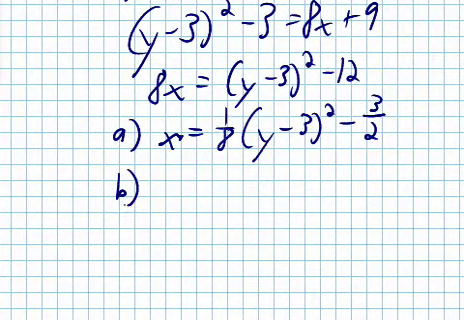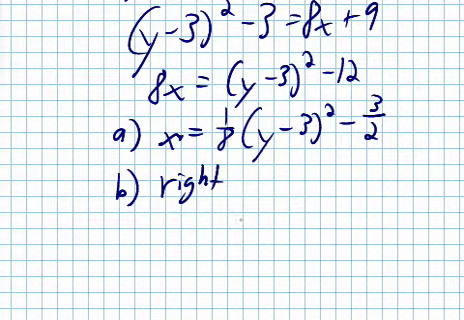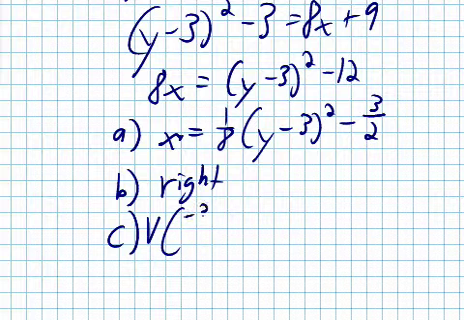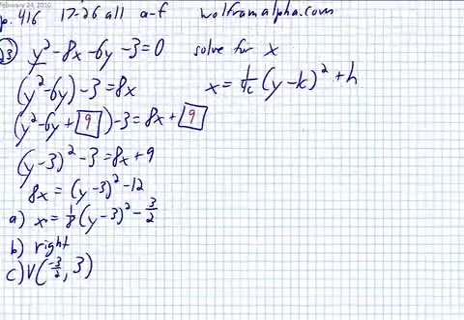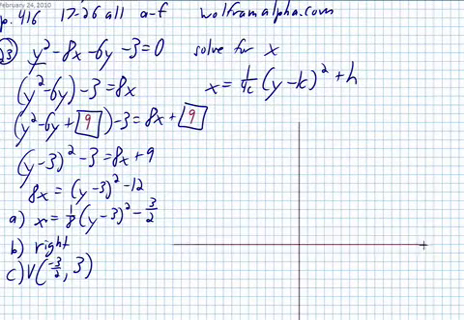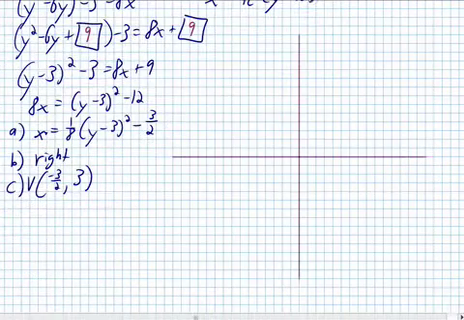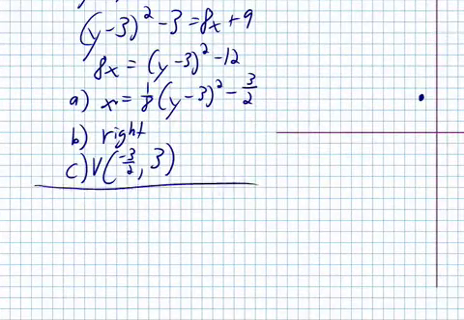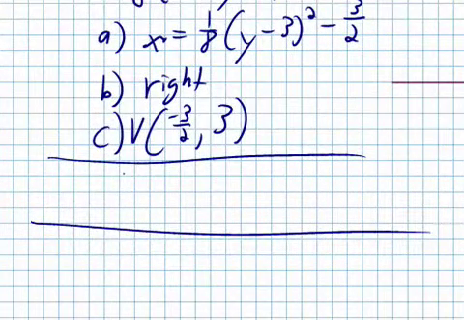For letter B, we want to see if this is left or right. We know it's a left or right because it's an x equals. It's a positive a value, so we know it's right. And C is the vertex. The vertex is going to be negative 3/2, positive 3. Let's start putting this on the axis and graphing what we can. Negative 3/2 is negative 1 1/2, and up 3. There's our vertex. This is going to be a right parabola, and that's going to affect us in a minute here because we're going to look at what the c value is.